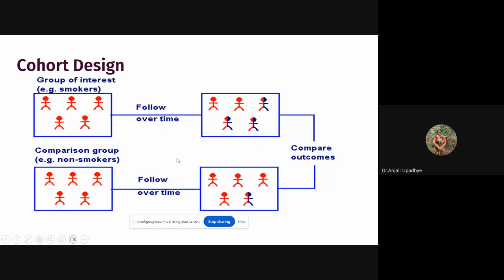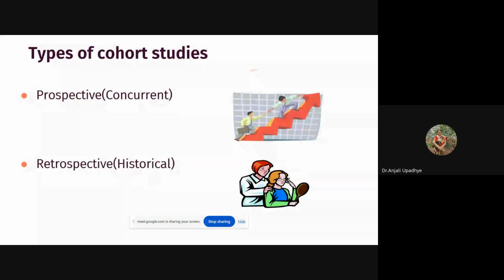This is the same example, but over time follow-up is there. Over time, we can compare the outcomes of it. So it is one of the cohort studies. The cohort studies are of two types: one is a prospective cohort and another one is a retrospective cohort. That is a historical study. Many times we need to find the retrospective studies and we need to find the prospective studies.